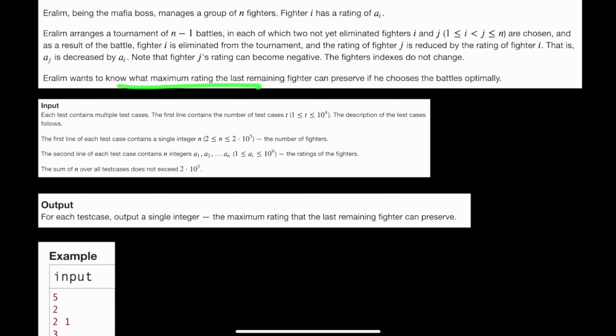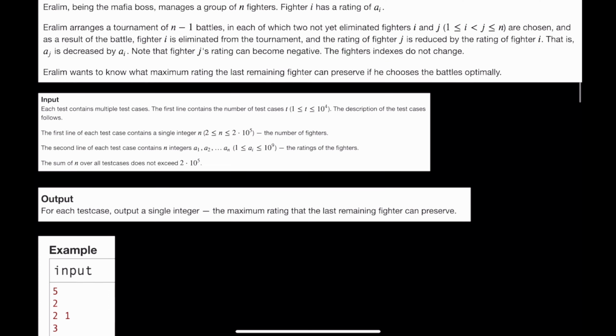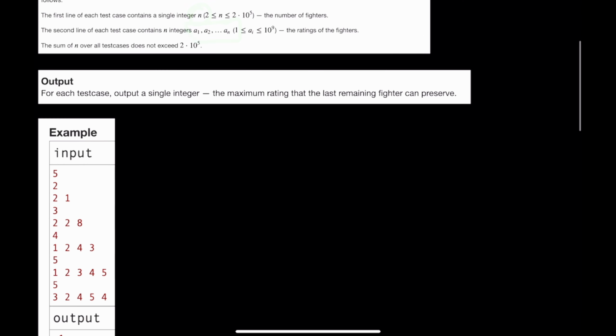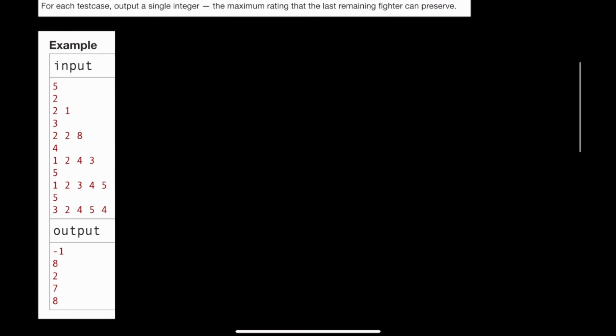RLM wants to know what is the maximum rating the last fighter can preserve if he chooses the battles optimally. We'll have an N and an array, that is the rating for the fighters. We need to print the maximum rating for the last remaining fighter. So let's take an example and understand the problem.